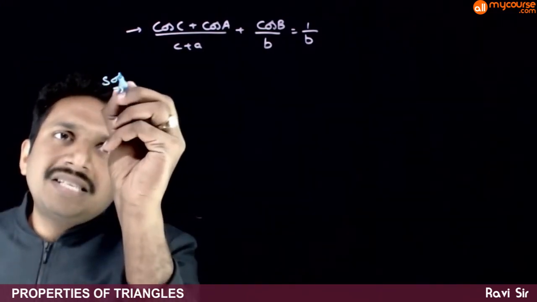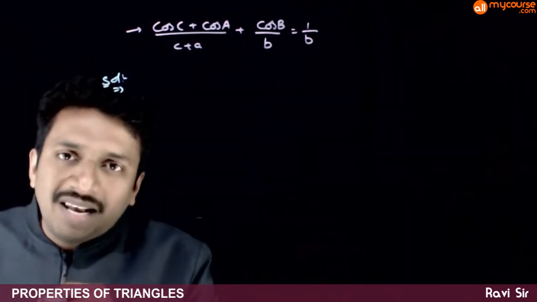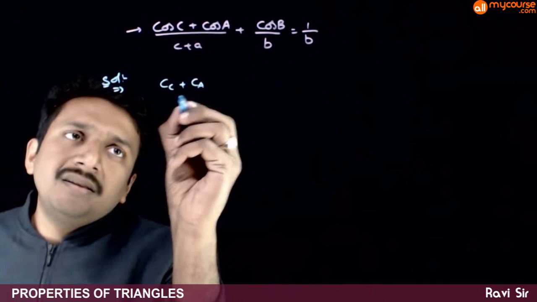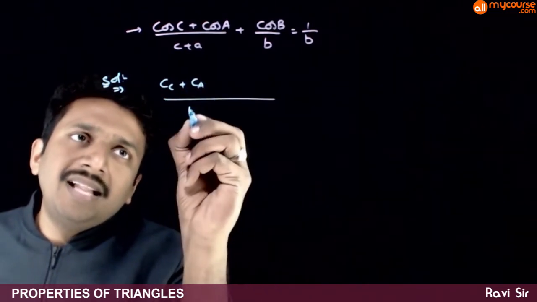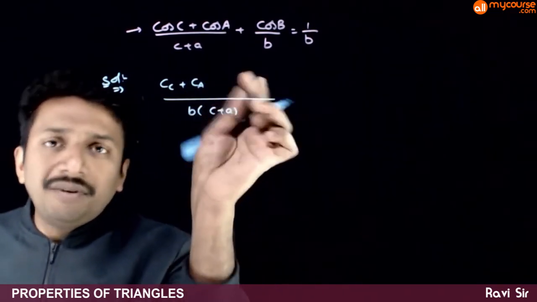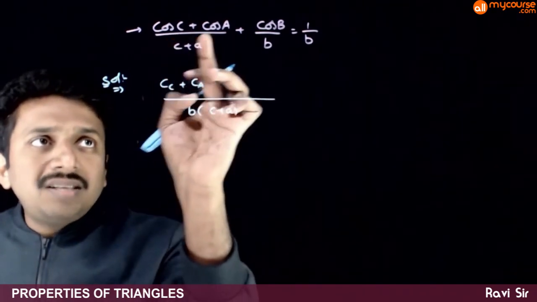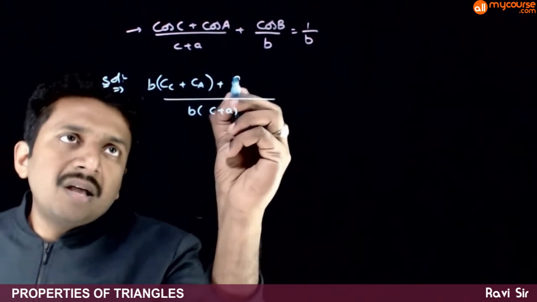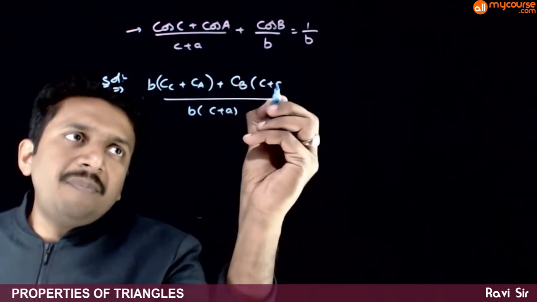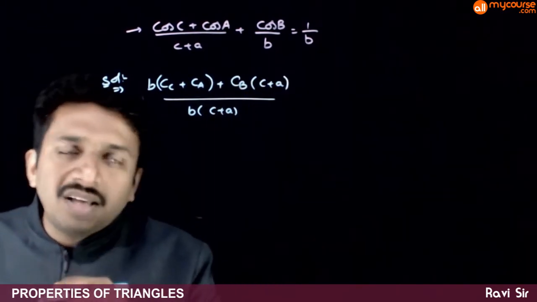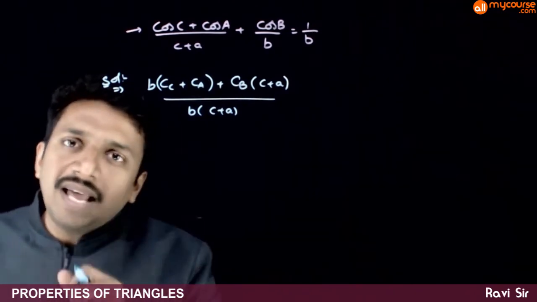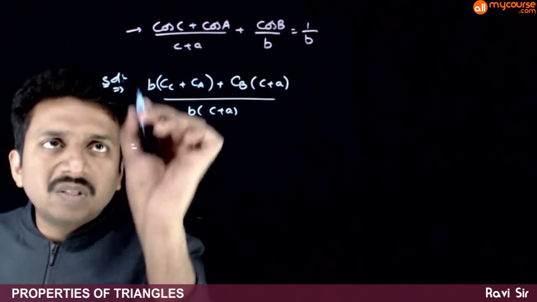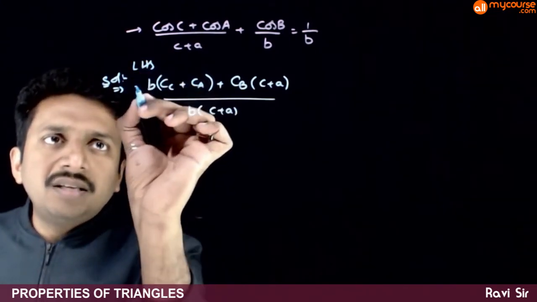So let us start with the left hand side, LHS. So cos C plus cos A. I will take the LCM B times C plus A. If you take the LCM here, so cos C plus cos A times B plus cos B times C plus A by B times A plus C. So this is the LHS.